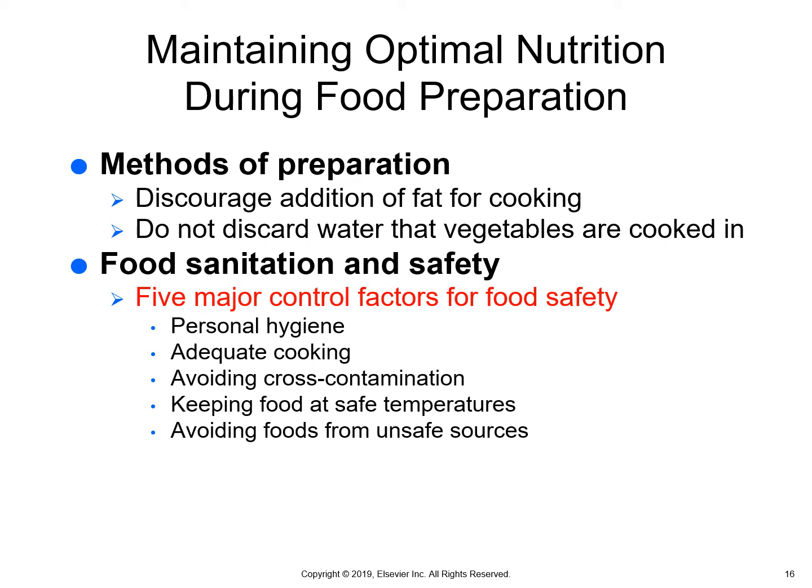As far as food prep, we want to discourage the addition of fat for cooking as much as possible, just for obvious health reasons. And do not discard water that vegetables are cooked in. The water oftentimes contains the vitamins that have been boiled out of some of the foods. So if you can use that for broth or soup or something, that's a really good way to get those minerals.